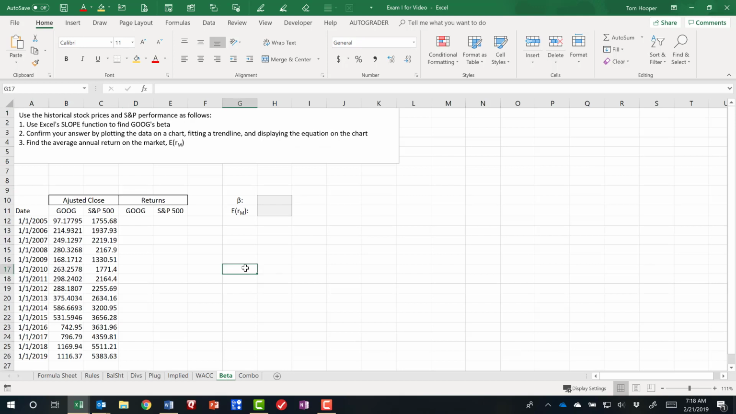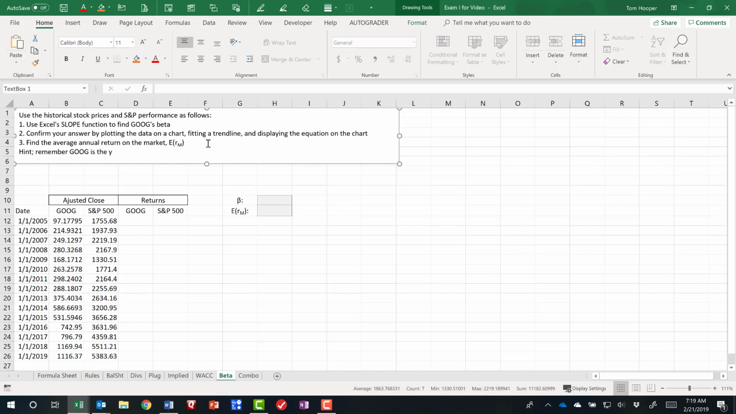Come over here. Oh, beta. Nobody likes beta. Use the historical stock prices. So we've got historical prices for Google and for S&P. And we're told which function to use. That's good because I probably would have forgotten to find Google's beta. Well, that's just the slope of the returns. I ought to put a hint on that quiz. Help me remember.